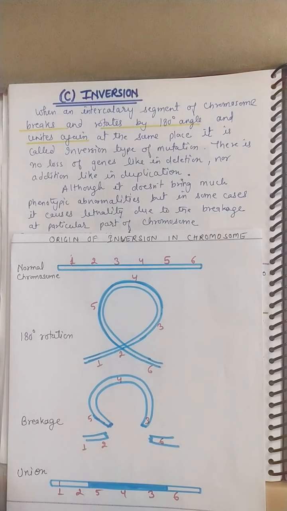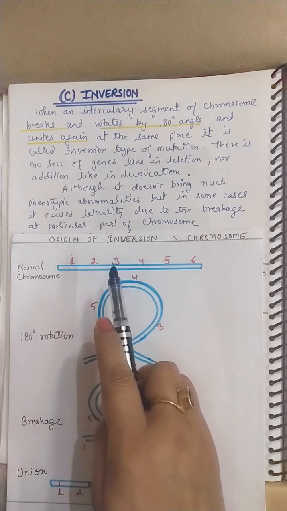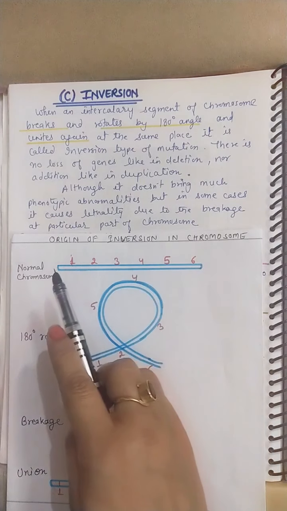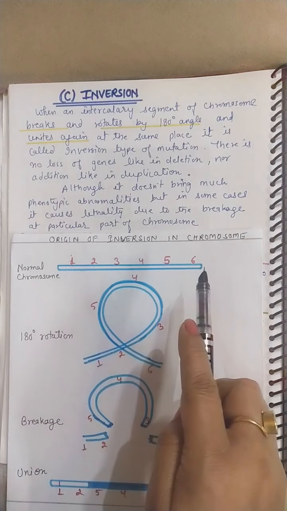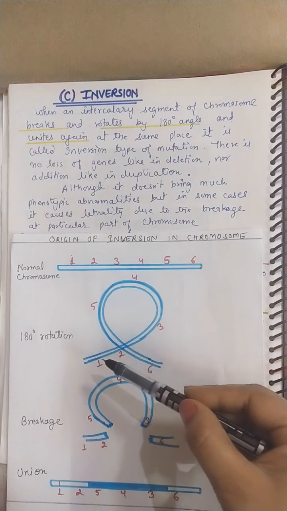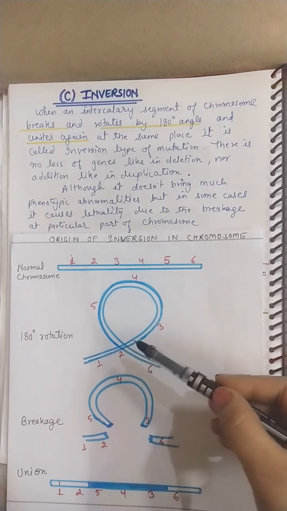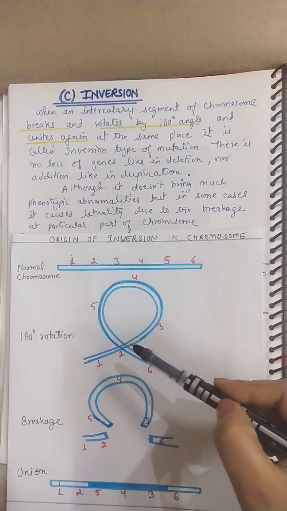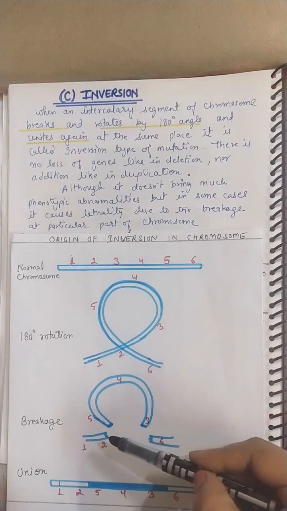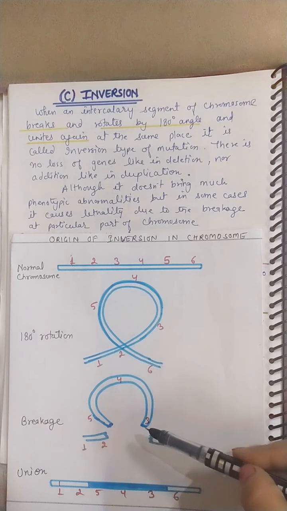Now to explain this, I am considering a normal chromosome in which genes are arranged in a linear manner. The genes are 1, 2, 3, 4, 5, 6, arranged on a chromosome. Now there are 2 points, after 2 and before 6, at which this chromosome rotates by 180 degrees, and the points which come close undergo breakage. Just here, as you can see, it breaks.